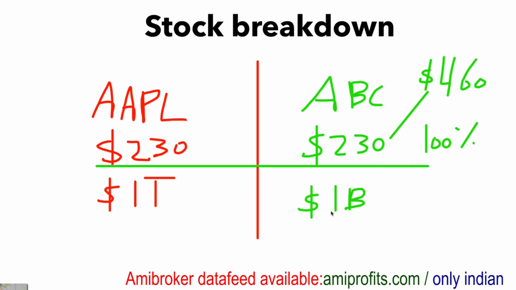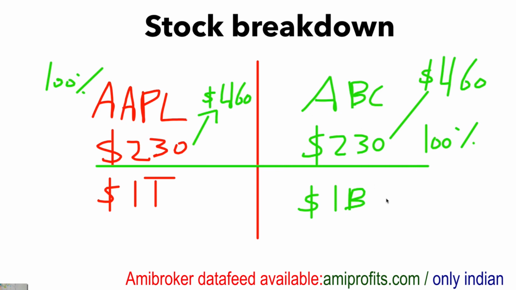The reason we care about the bottom part is, think about this, guys. I want you to think about it for a second. If stock ABC goes up 100%, yes, the stock price went from $230 to $460. Now, if Apple goes up 100% too, Apple is going from $230 to $460. Everything here looks the same. But what's not the same is the market cap.